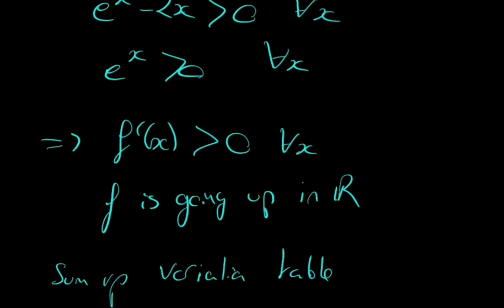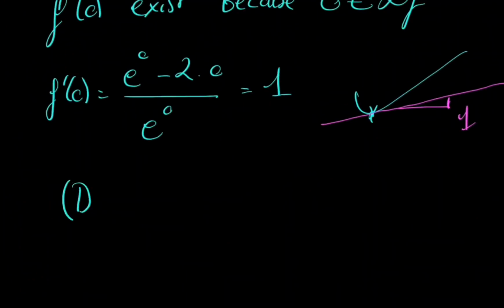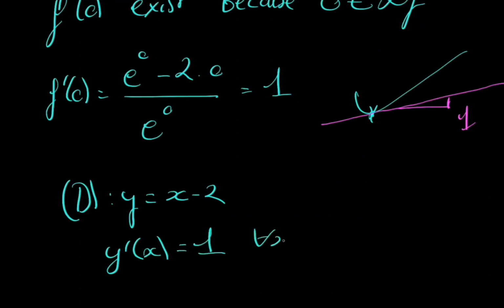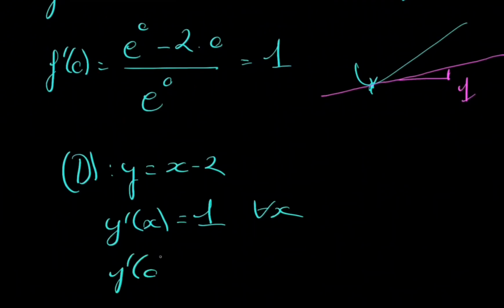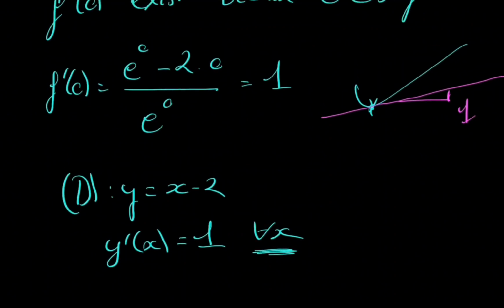So why parallel to line D? Because let's remember D, which has the equation y equals x minus 2, has also the direction coefficient of 1 for all x. So if it's right for all x, we can say that the tangent line in 0 for the curve is parallel, because we've got this equality and this equality, so we can say that those two are parallel.